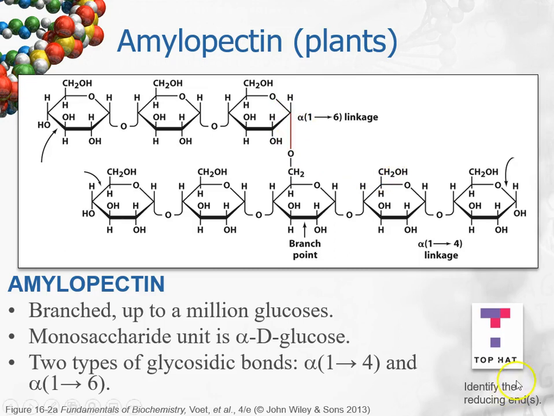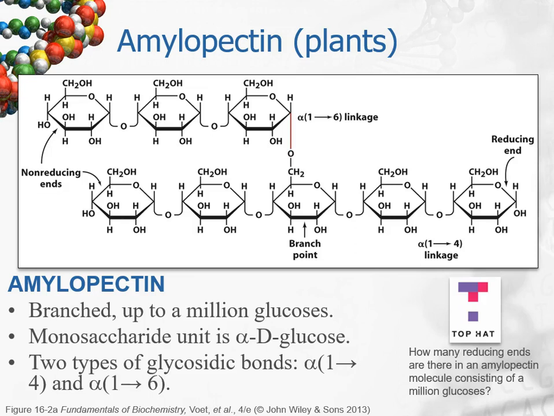So if this were a normal classroom, I would ask you to identify the reducing ends, so end or ends. So think about that for a second and see if you can identify them. Well, it turns out when you have a branch structure like this, you only have one reducing end. So these are non-reducing ends, again, because their carbon number 1s are involved in the glycosidic bonds. But if you look over here, and this is involved in a glycosidic bond too, but this one is the only one that has a ring that could open up.